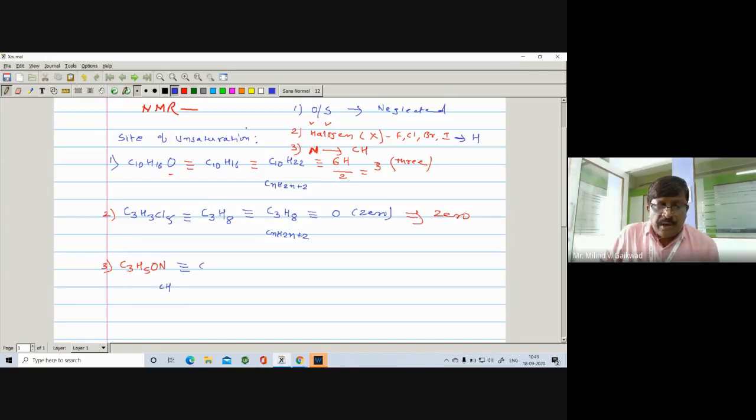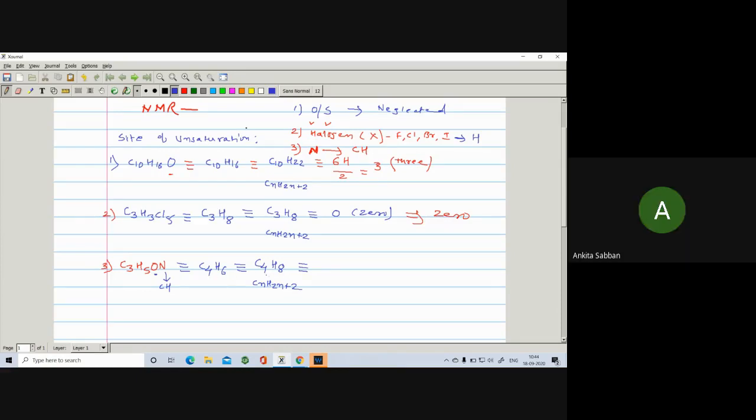So the formula becomes C4, because this 3 and this 1 means C4, H5 and this H means H6, so C4H6. So this oxygen we have removed, and this nitrogen is replaced by the CH. So the corresponding formula becomes C4H6. We have to convert it into the corresponding alkane, CnH2n plus 2. So it becomes C4H10. Then you have to subtract this C4H6 from the C4H10.